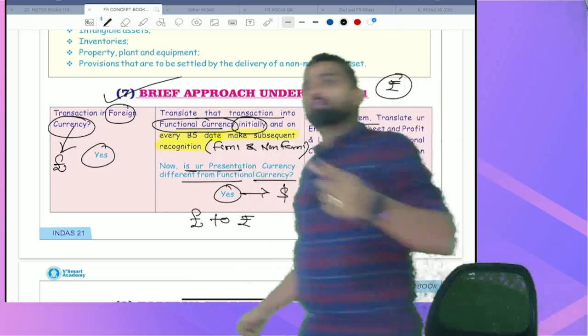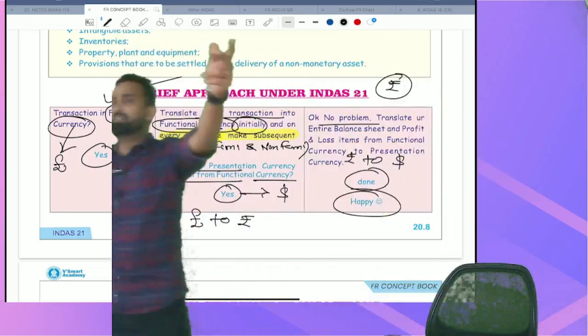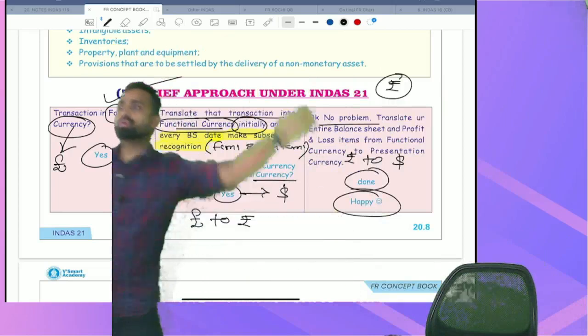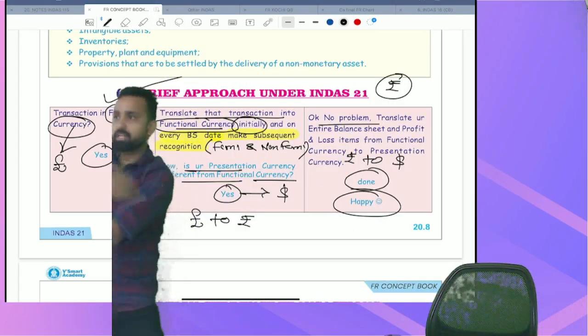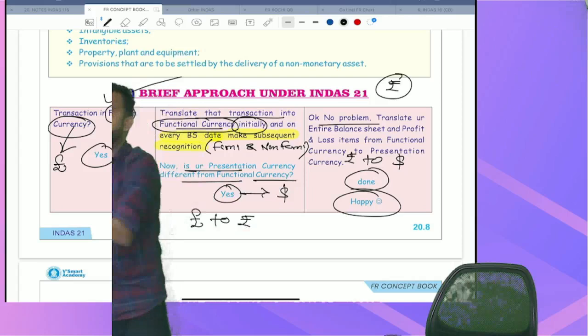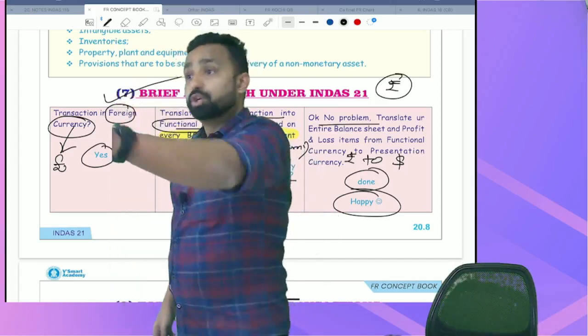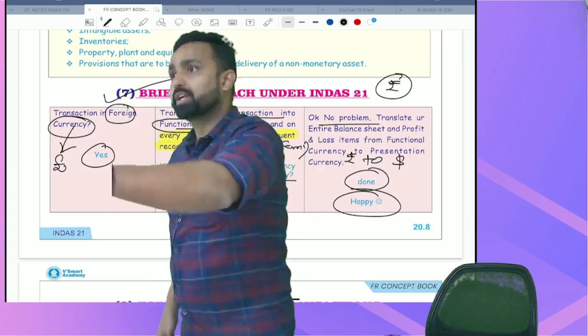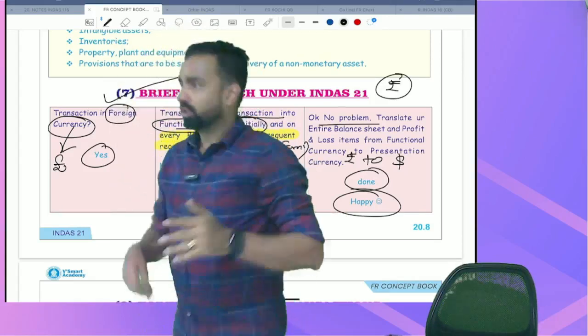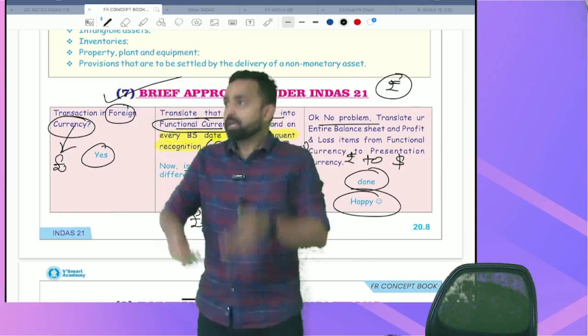Okay. Foreign to functional. Now discuss: foreign to functional. Initial recognition at spot rate? Yes. Don't ask monetary or non-monetary. Initial recognition for every item is at spot rate. Okay. Balance sheet time.